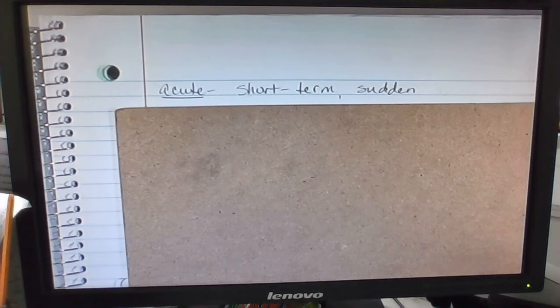When we talk about illnesses resulting from pollutants, a lot of times we'll say acute, chronic, congenital. We talk about illnesses in terms of acute, chronic, and congenital. If it's acute, that means short-term, sudden. Generally speaking, get away from the pollutant and it'll be all right. Acute, short-term, sudden.